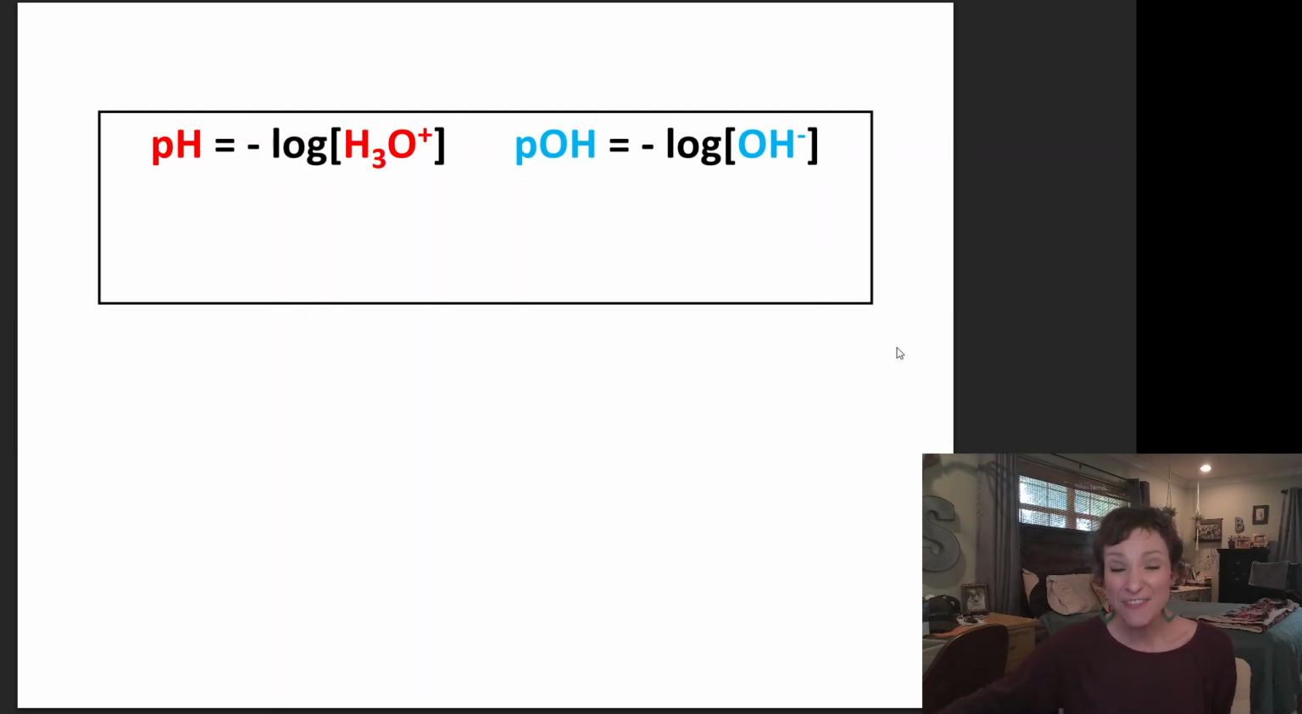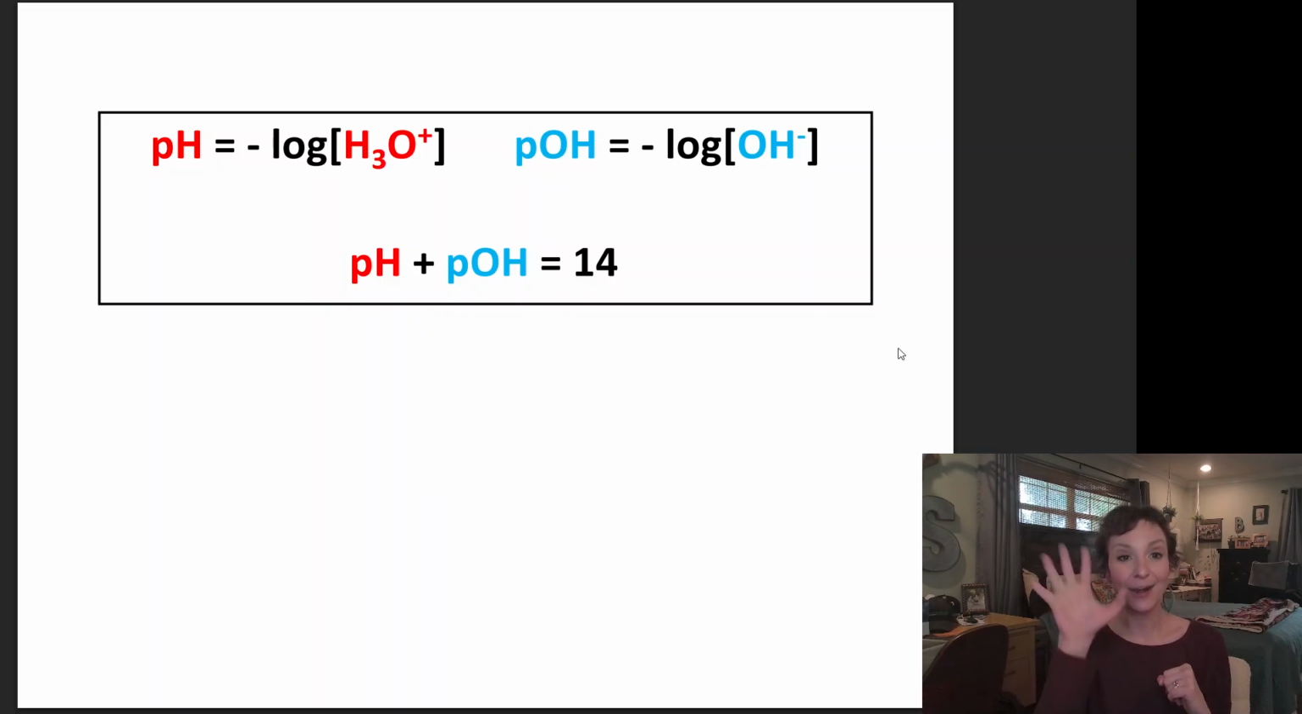What if I need to go from something dealing with the blue to something dealing with the red? There is a gateway equation for that. If I add pH and pOH together, it will always equal 14. You're like, the 14, like from the pH scale going to 14? Yes. So that's really exciting.